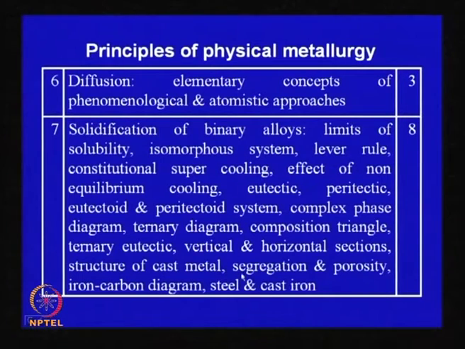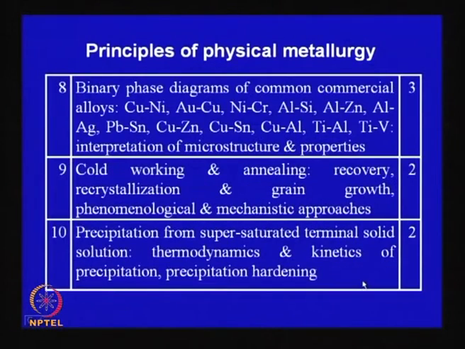We will try to explain what segregation and porosity are, and then we will look at one important phase diagram, the iron carbon diagram, which explains why the properties of iron carbon alloys change, and what type of processing they can be subjected to. We will get some idea about a few common binary alloy diagrams and their characteristics, and how to interpret the evolution of microstructure and its relationship with properties.